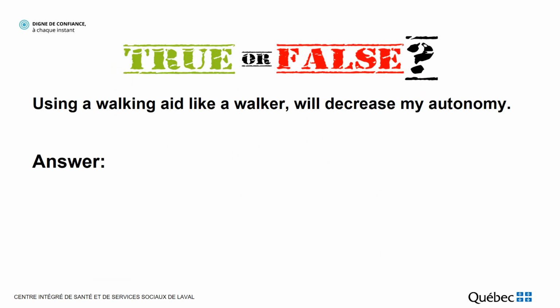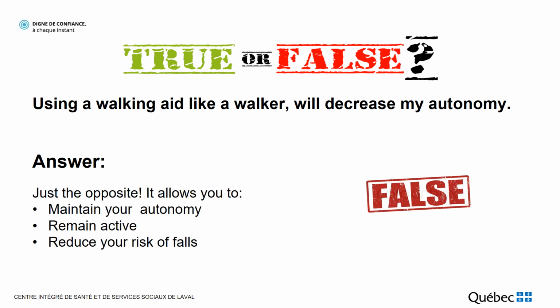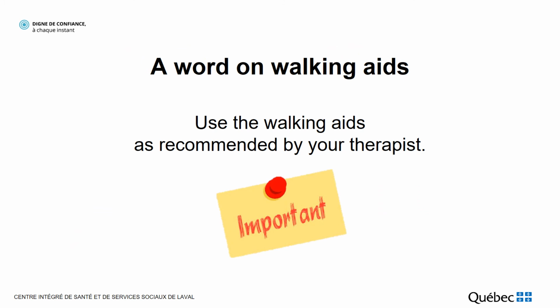True or false? Using a walking aid like a walker will decrease my autonomy. The answer is false, just the opposite. It allows you to maintain your autonomy by remaining active and reducing your risk of falls. Just make sure that you use the walking aid that your therapist recommends for you.